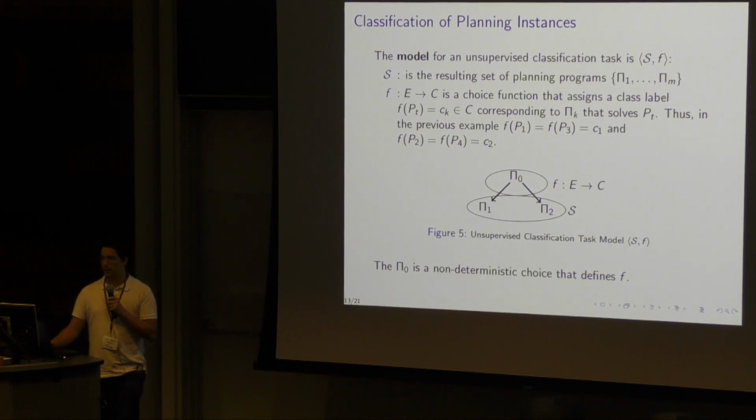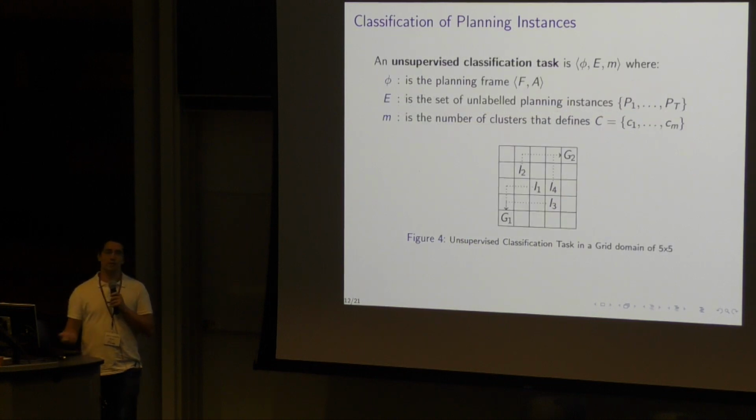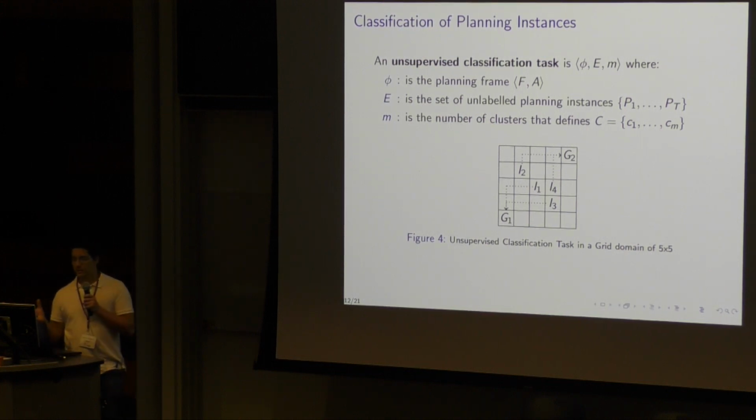So, for example, the function f for instances 1 and 3 will classify them into one cluster, like move to that cell, and instances 2 and 4 will be classified into another cluster, move to the top right corner.